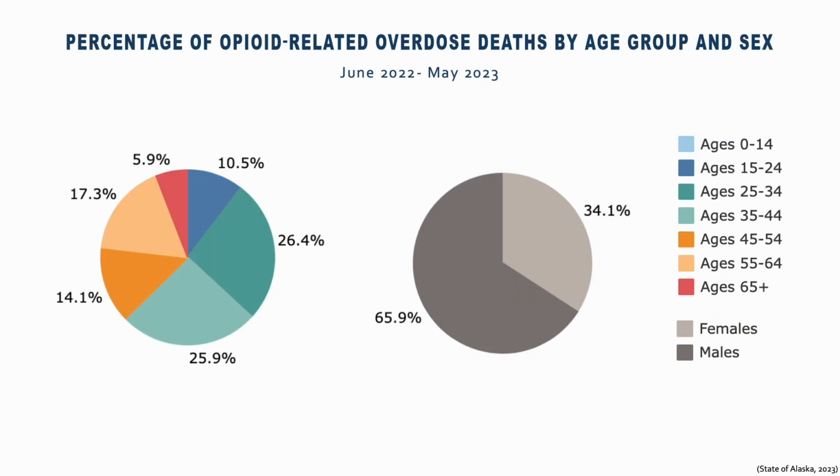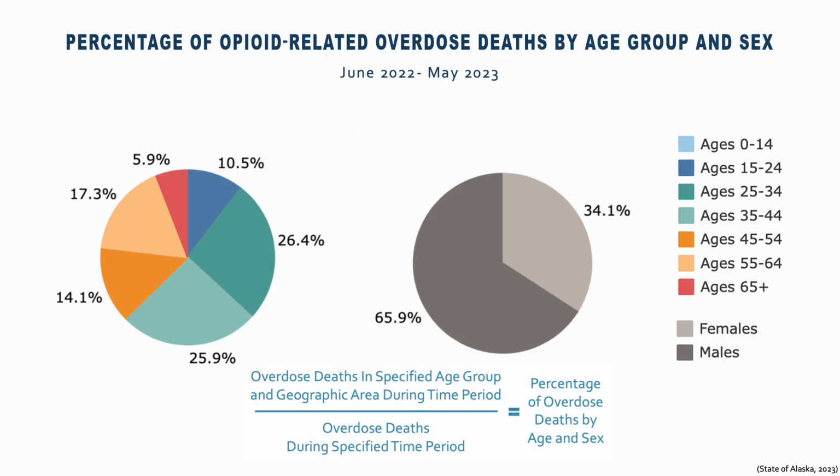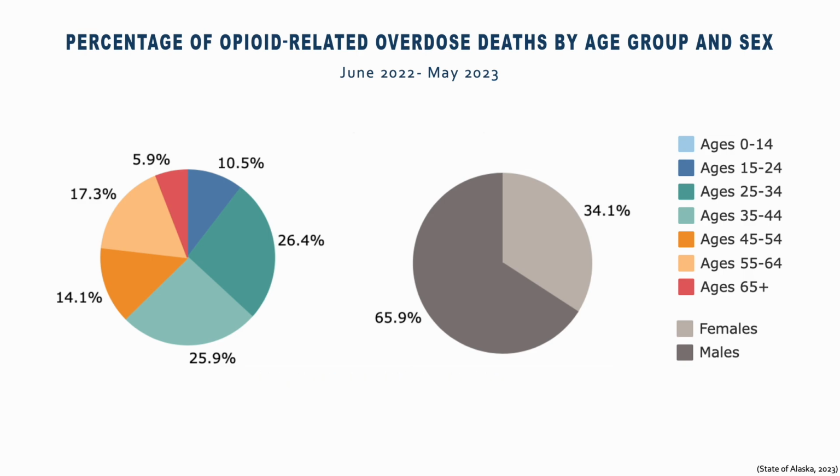This shows the percentage of opioid-related overdose deaths by age and sex. In this case, the numerator is the cases of overdose death in that age range during that time period, and the denominator is all deaths from that cause during that time period. I wanted to show this example to point out that this is not a cause-specific mortality rate, because if you're looking at that pie chart, it is 100% of the deaths.